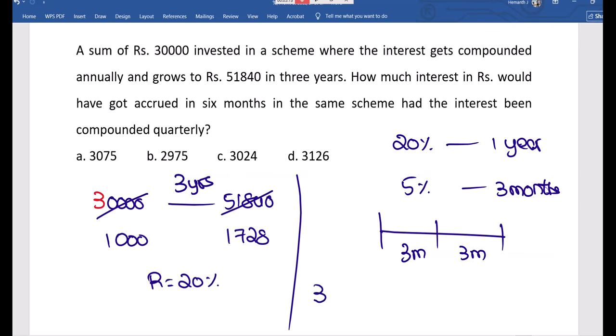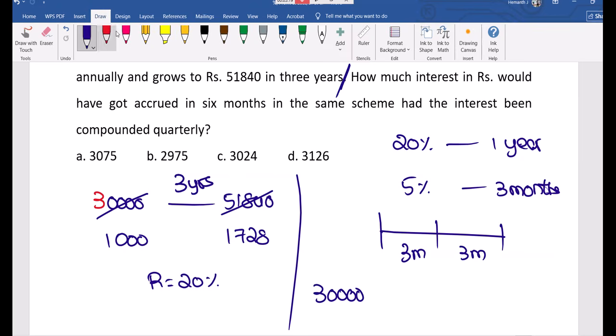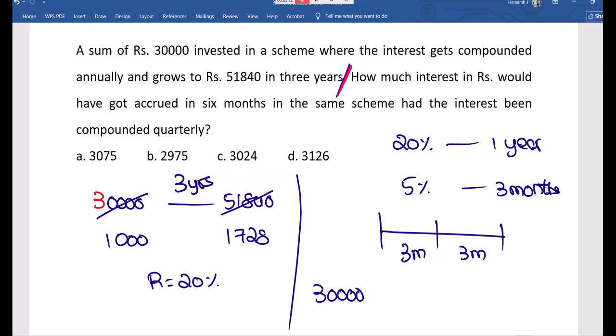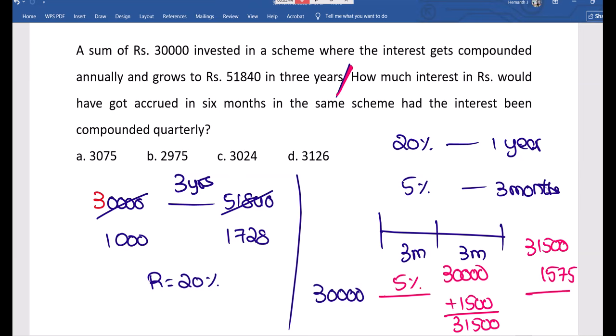So, 30,000. Initially 3 years was given, but now it is asking for 6 months only. That is different. That data is only to calculate the rate of interest. That's gone. Now you need to do it 2 times. 10% of 30,000 is 3,000, so 5% is 1,500. So 31,500. Again 31,500 plus 1,575, right? Which is 33,075. So 3,075 is your answer.